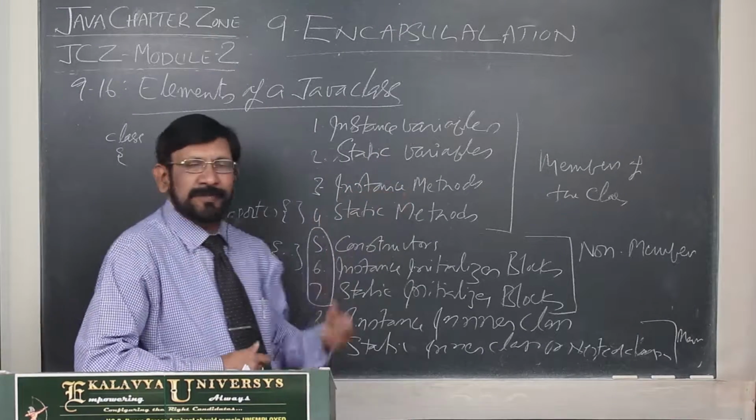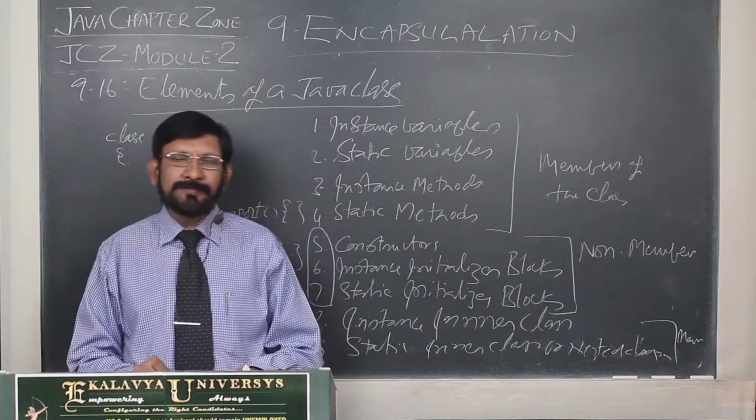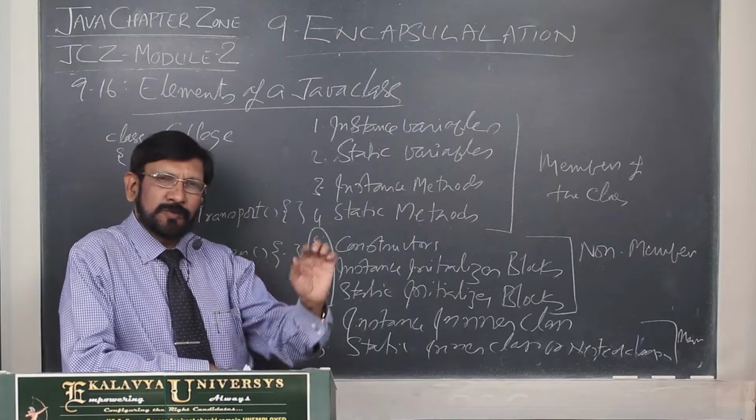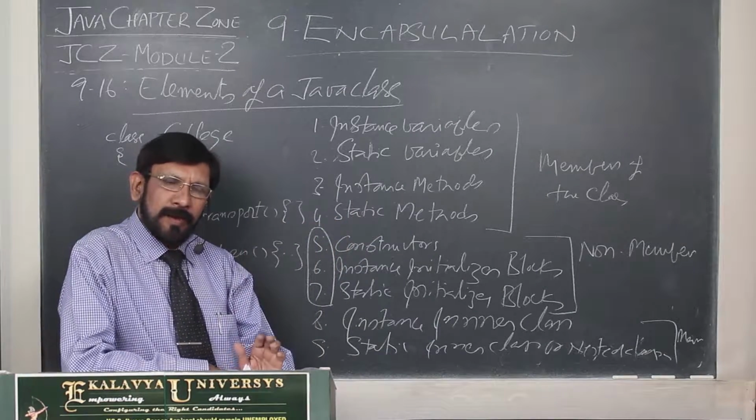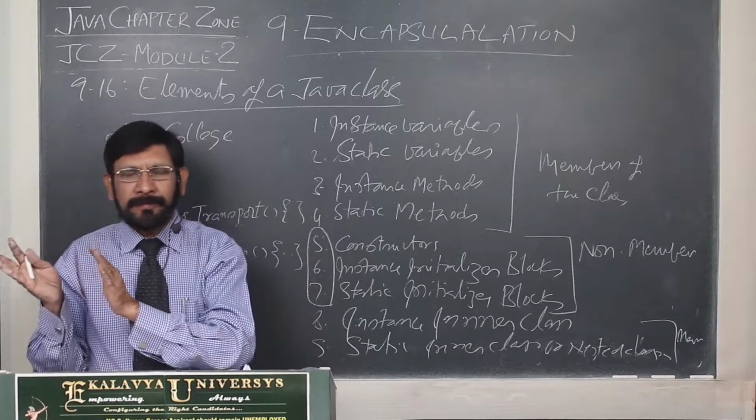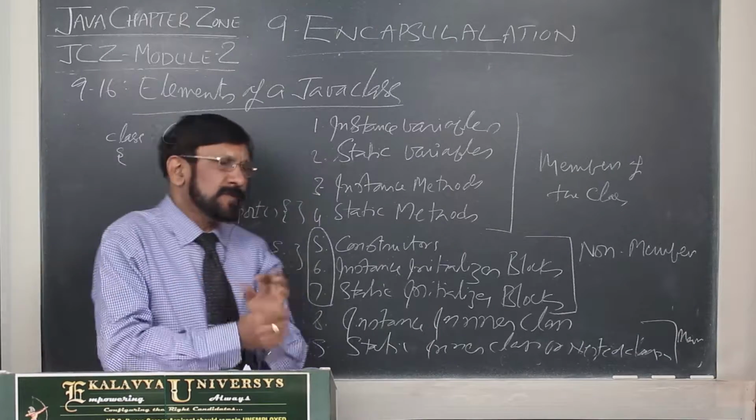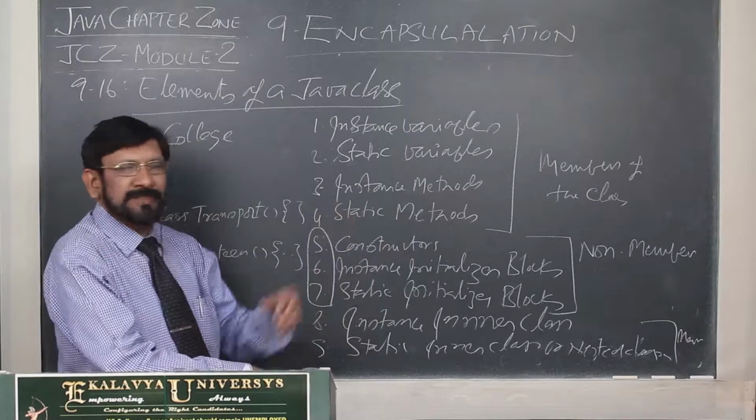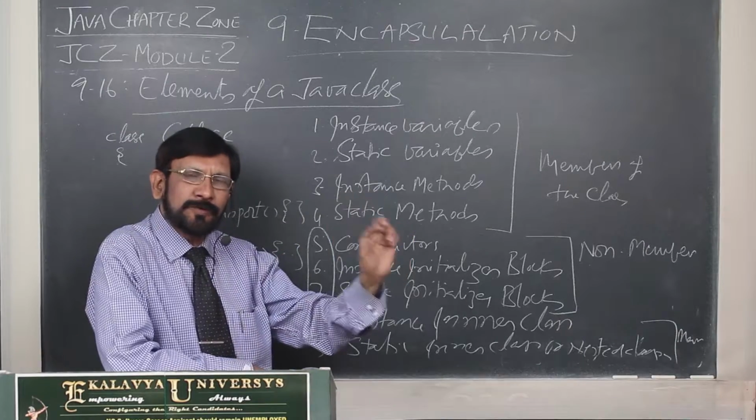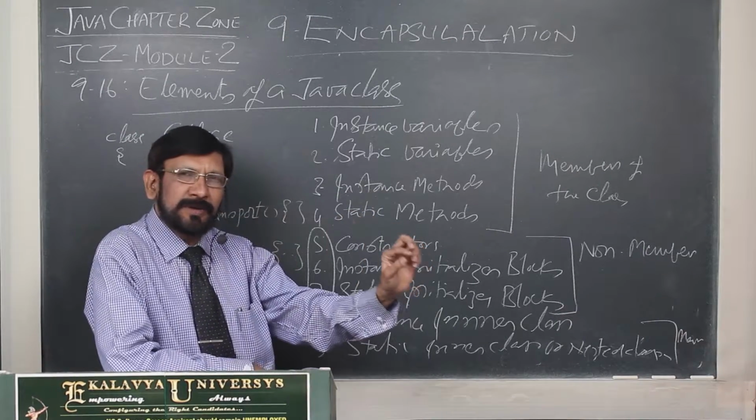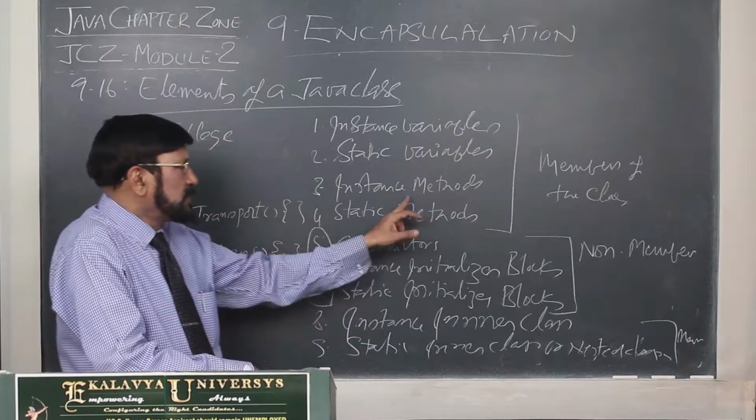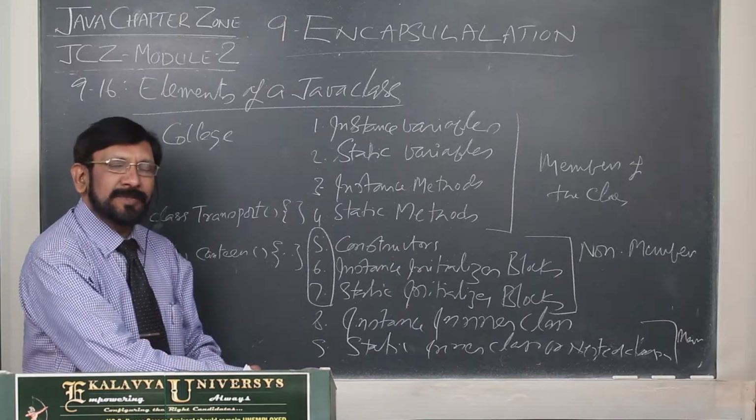Thereafter, instance methods. Actually, for every object, certain jobs are to be done individually. Suppose you have to prepare a marks report of students in a class. For every student, marks report should be prepared. Such type of methods, you must declare them as instance methods, because student 1 dot print report, student 2 dot print report, student 3 dot print report, student 60 dot print report. So these are instance methods.